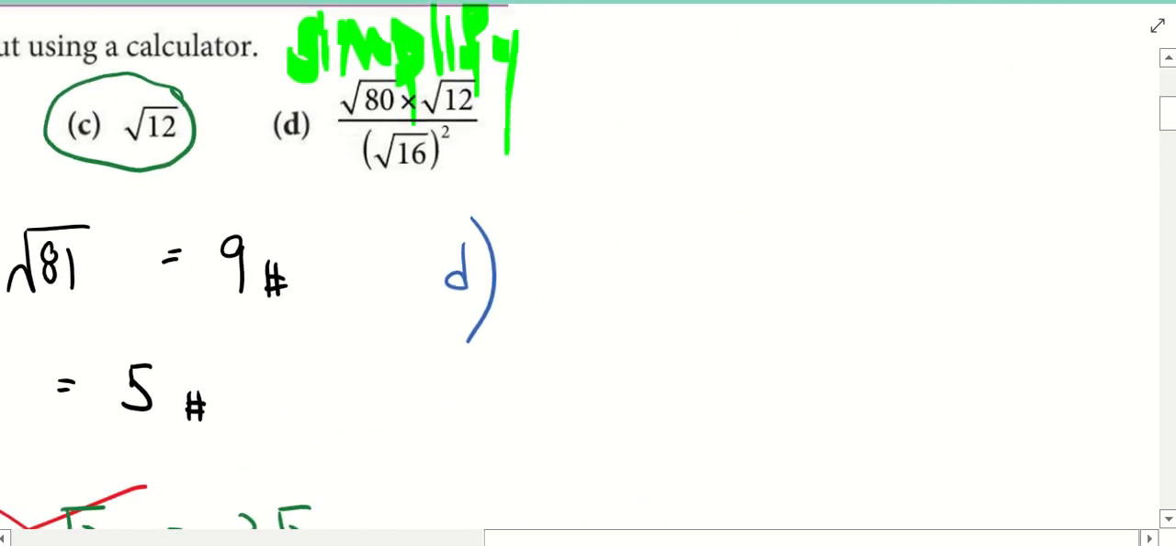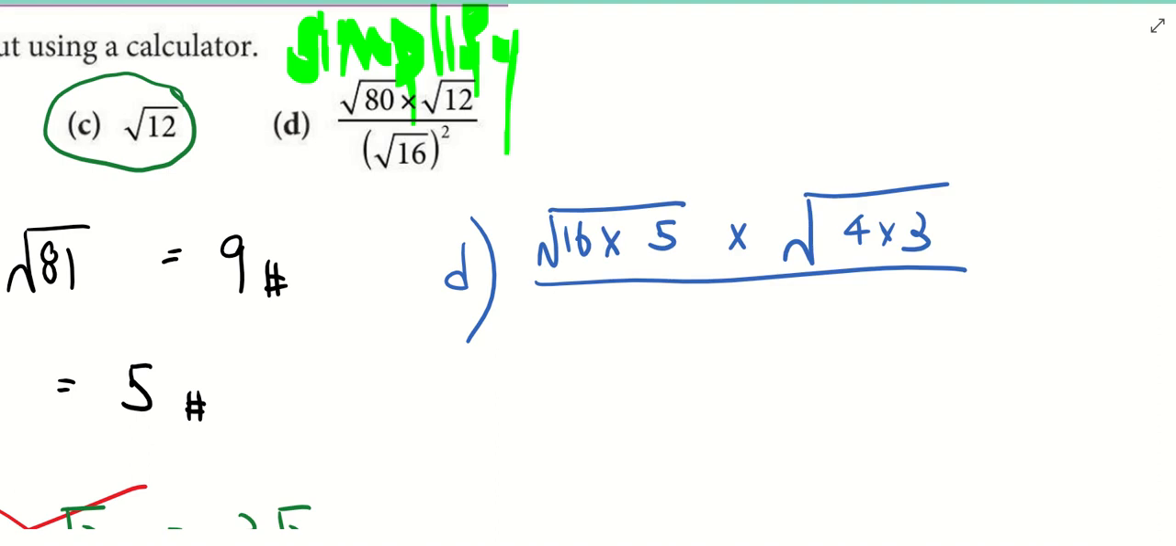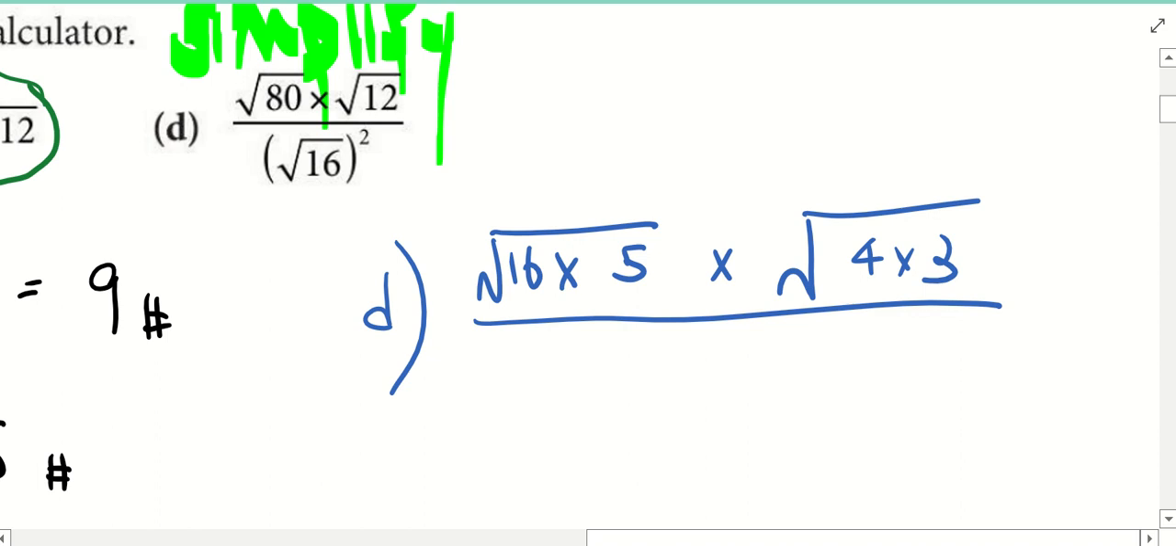Okay, for me in part D, I don't like to deal with big numbers. So I don't want to multiply the 80 times 12. It's very difficult. So I deal with small numbers. Is there a perfect square inside number 80? So we all realize there's a perfect square for each number, 80 and 12, at the numerator.